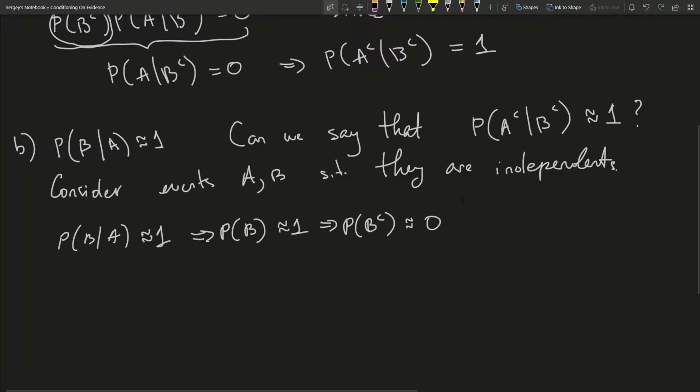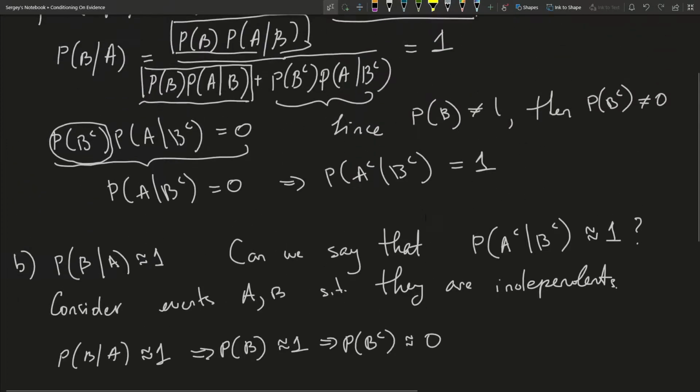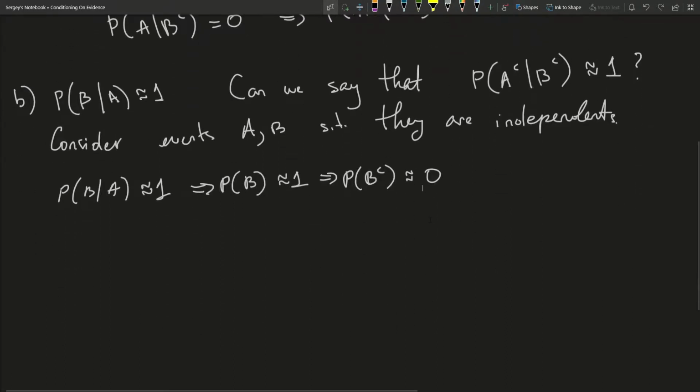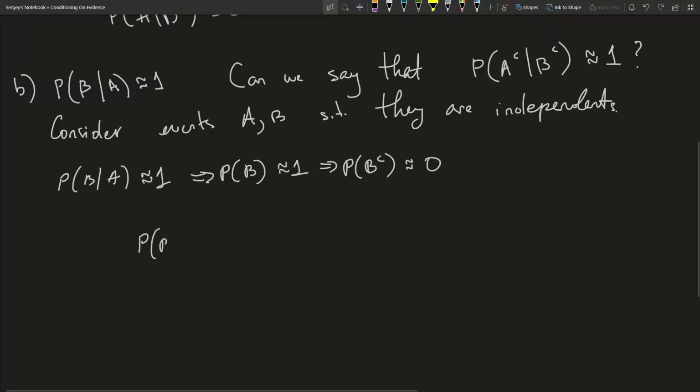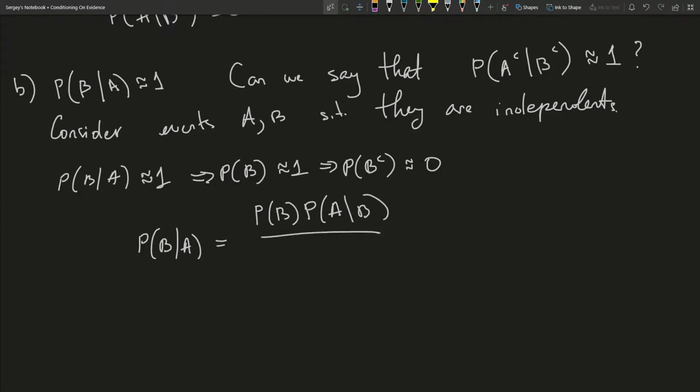Now, because the probability of B complement is approximately equal to 0, we can say the following. Let's rewrite probability of B given A here. So again, Bayes' rule: we have probability of B times probability of A given B, over probability of B times probability of A given B plus probability of B complement times probability of A given B complement. And we know by the assumption of the problem that this is supposed to be almost 1.